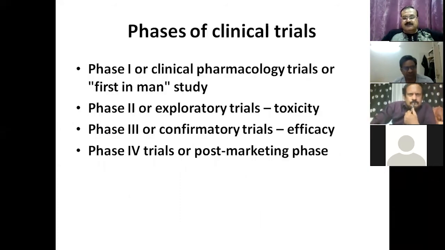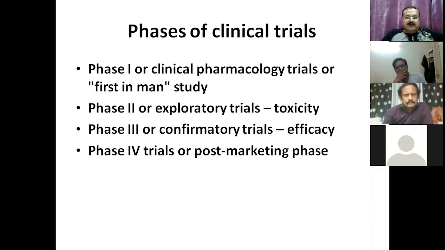There are four phases of clinical trial, as you all know. Phase one is what is known as first-in-man studies. It is basically a pharmacological trial where you look at the pharmacokinetics and pharmacodynamics of a drug, that is, how the drug behaves once it is given. It is usually done in normal healthy individuals, but drugs which are toxic or cytotoxic, like anti-cancer drugs, are tested in terminally ill patients who are going to die.